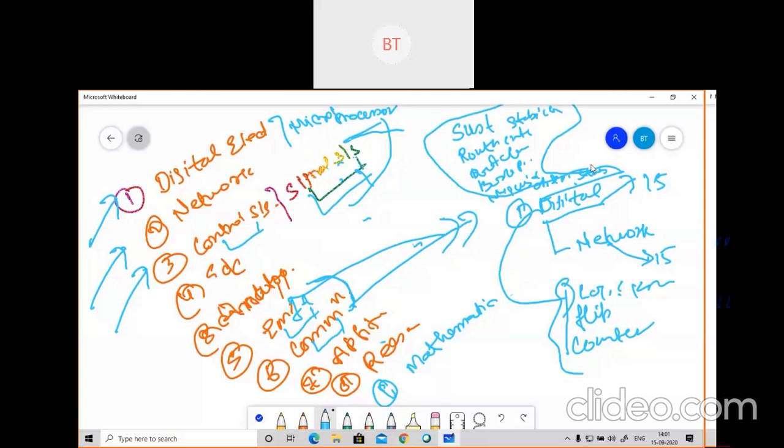Control system, control system. Like this, you can take one subject at a time and put in your effort.